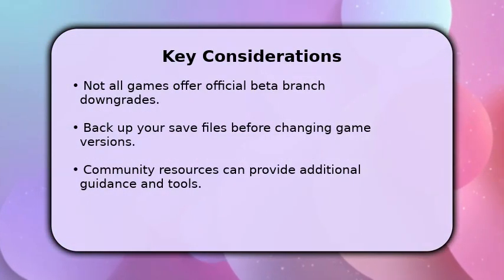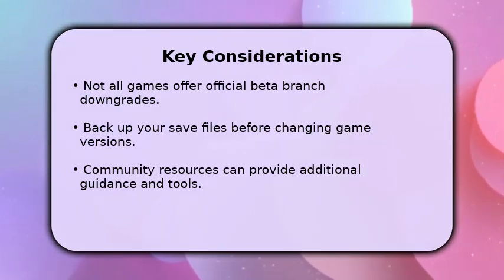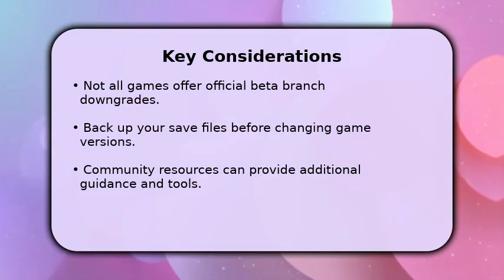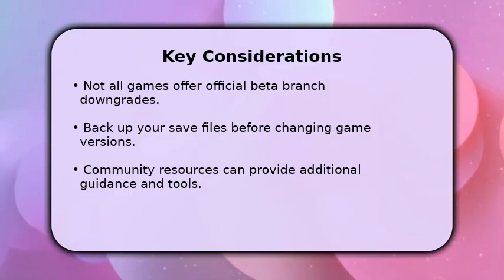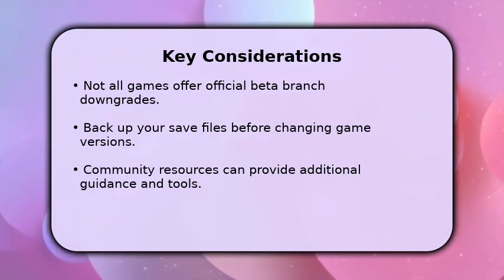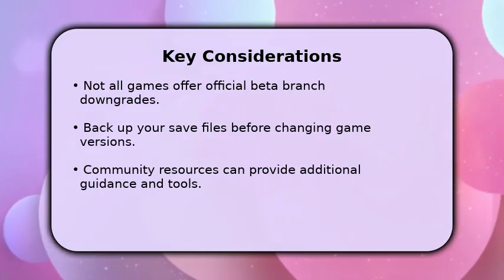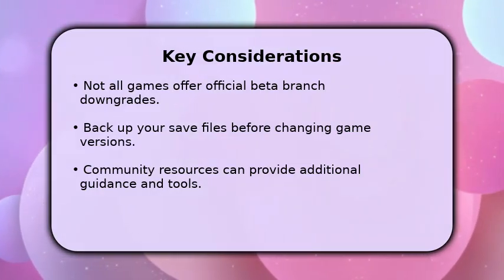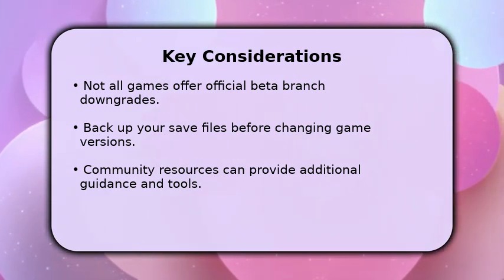When attempting to play older game versions, keep a few key points in mind. Always back up your game's save files before making any changes, as version differences can sometimes cause compatibility issues. Not every game will have accessible beta branches, and the console method requires careful attention to detail. Community forums and guides can be invaluable resources for specific game versions or troubleshooting.